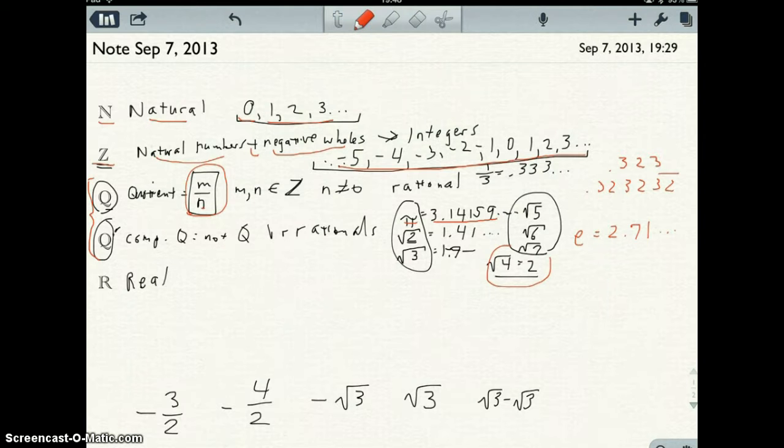R is a real number. Real numbers are pretty much all the numbers that we talk about in this class. Okay. What is not a real number are numbers that have square root of negative 1 as part of the component for the number.